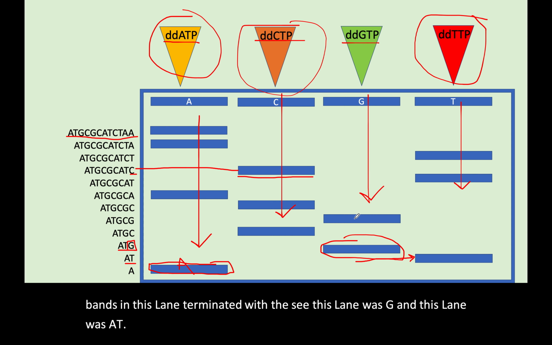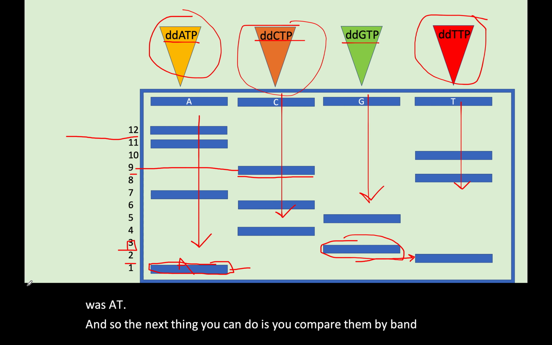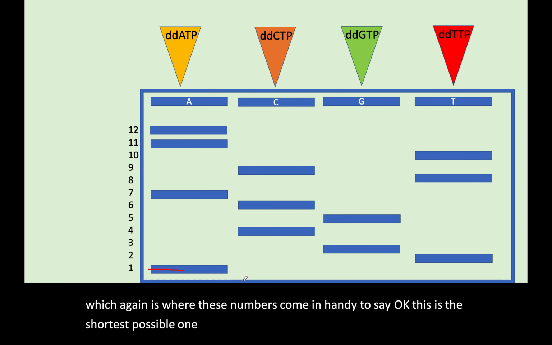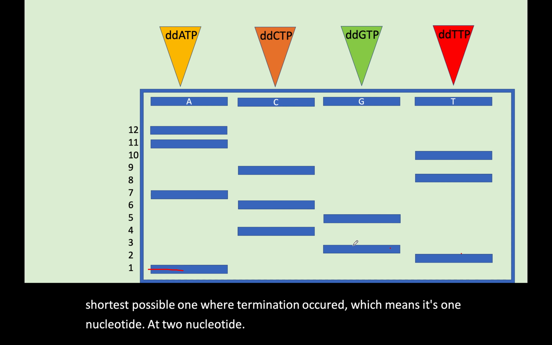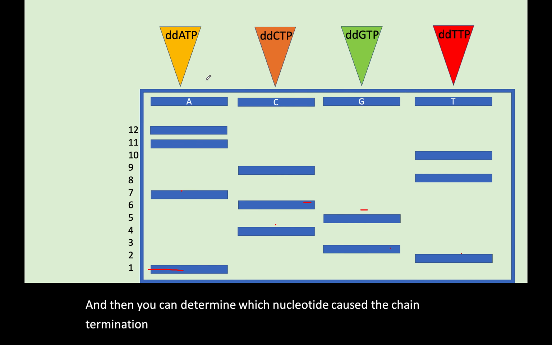And so the next thing you can do is compare them by band length, which again is where these numbers come in handy, to say, okay, this is the shortest possible one where termination occurred, which means it's one nucleotide. Two nucleotides is over here, 3, 4, 5, 6, 7. And then you can determine which nucleotide caused the chain termination by which column it's in. So again, that's where the A, C, G, and T comes in handy.